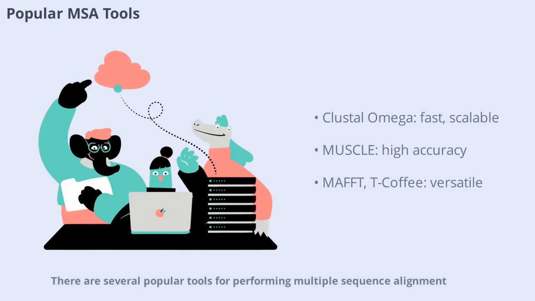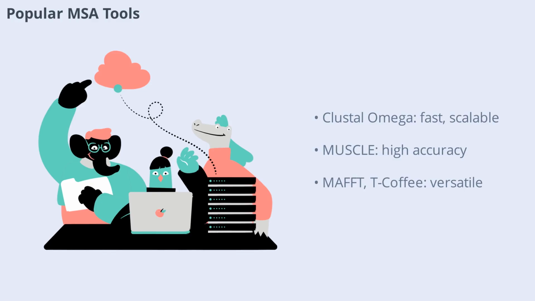There are several popular tools for performing multiple sequence alignment. Clustal Omega is known for its speed and scalability, making it ideal for large datasets. Muscle offers high accuracy and is widely used in research. MAFFT provides a range of algorithms for different needs, from fast alignments to highly accurate ones. T-Coffee excels at consistency-based alignment. Choosing the right tool depends on your dataset and research goal.